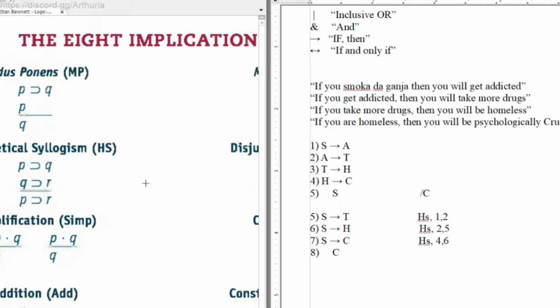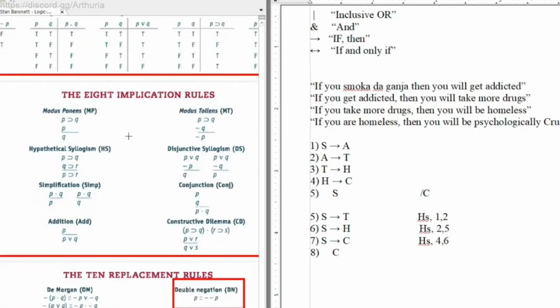This is where practice makes perfect, being able to see all the different patterns at once. Is this a combo, or are we using HS? This is a combo. It's not HS. Which combo would it be? We're using one of these rules. What do we have to do? You have to prove that C is true.